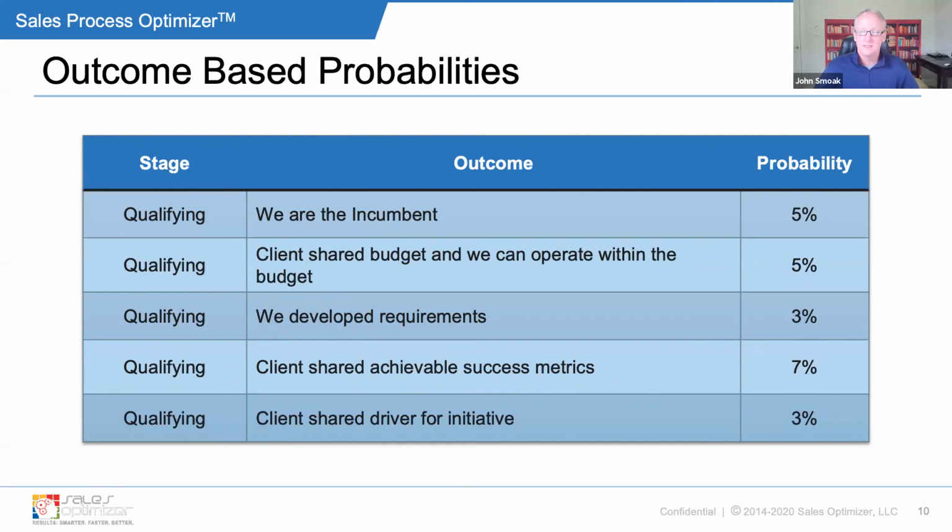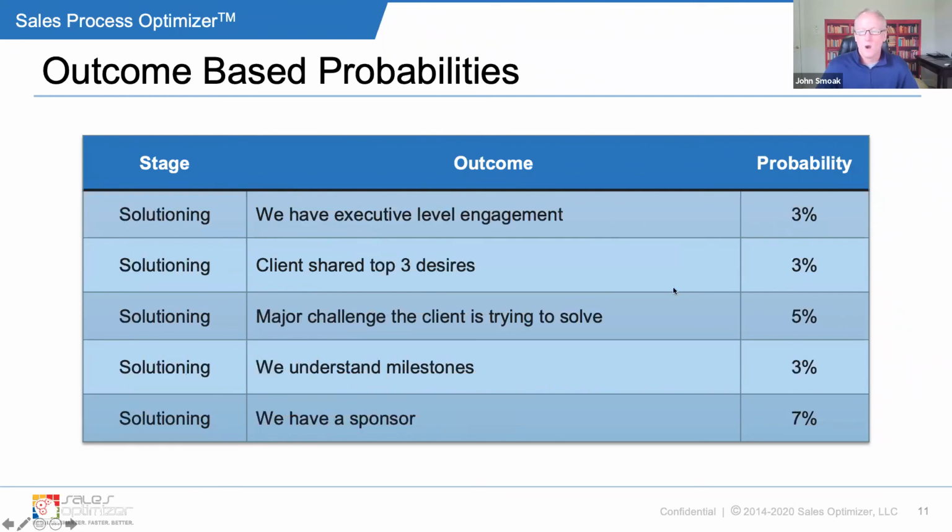A lot of businesses I see, being able to do a demo is a big deal. And so they put a very high 10, 15, 20% probability on demo. And so that's what I mean by these interim probabilities. Just one more I'll show you, solutioning here. We're in the next stage and there's certain outcomes we want to achieve. We assign some probabilities to them.